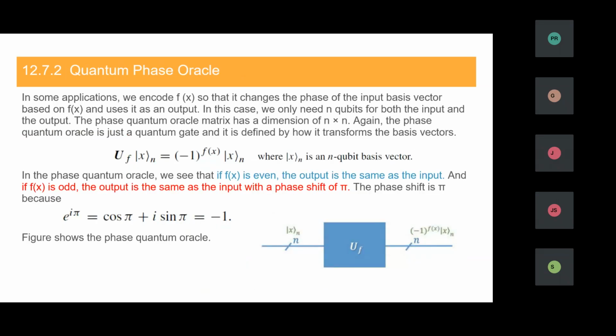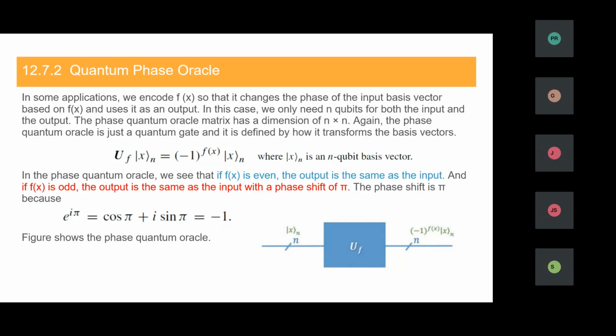So the second type of gate is called a quantum phase oracle gate. What is this phase oracle gate? I have an oracle which does not really manipulate the bit values, except for the fact that it changes the phase of the input basis vector. So my f(x) is a function which primarily changes the phase of the input. So that is what is called a phase oracle.